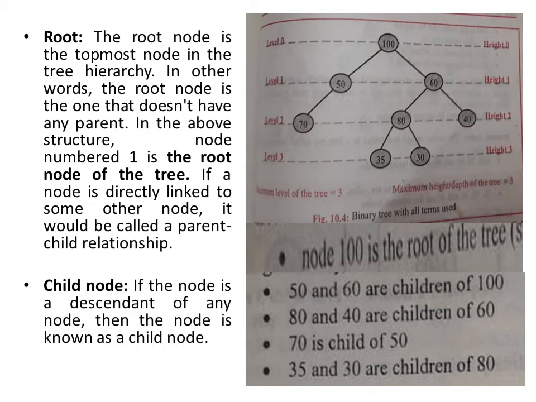What is a child node? If a node has descendants of any node, then the node is known as a child node. Here you can see 50 and 60 are the children of 100, and 70 is the what? What is 70? 70 is the child of 50, and 80 and 40 are the children of 60, and 35 and 30 are the children of 80.